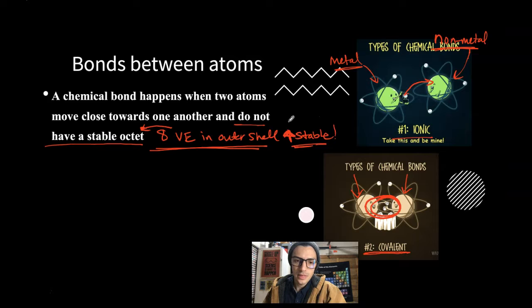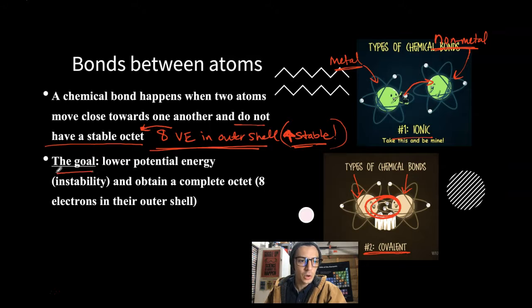The reason the octet matters is because we're looking for stability. That is the goal of every atom, to become stable. What we mean by that is it has a lower, sounds a little fancy and technical, lower potential energy. When we think about stuff having high energy, that seems like a good thing, right? We like to have energy to power our devices, or to make our car go, and we're trying to get more of it.